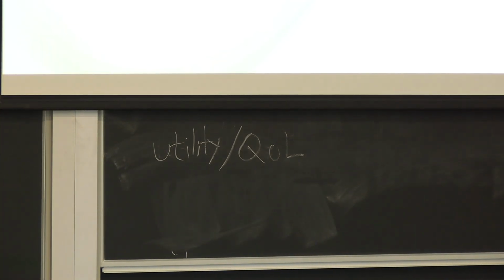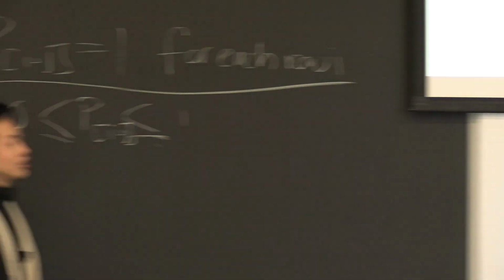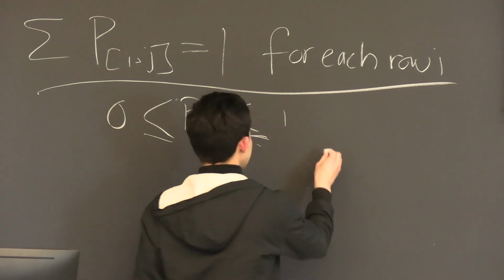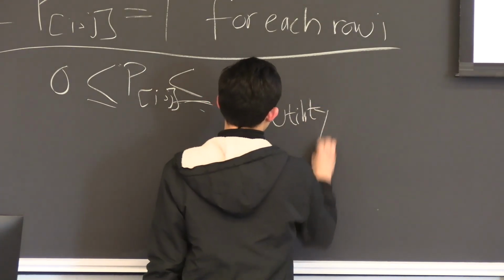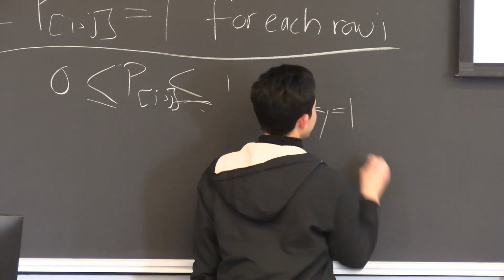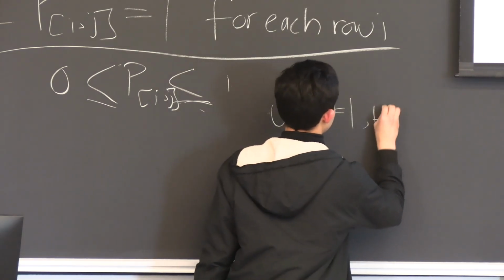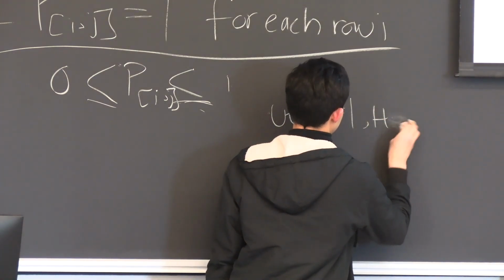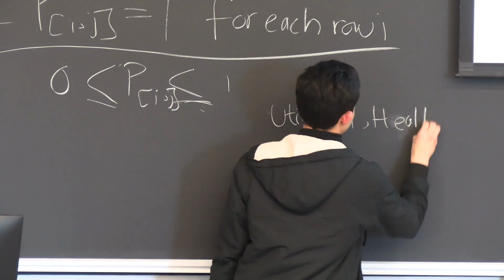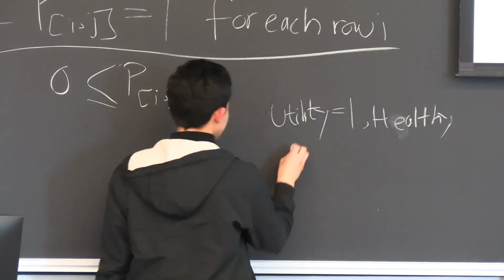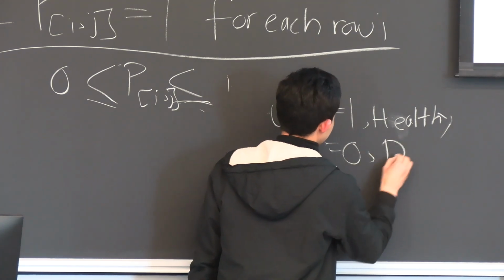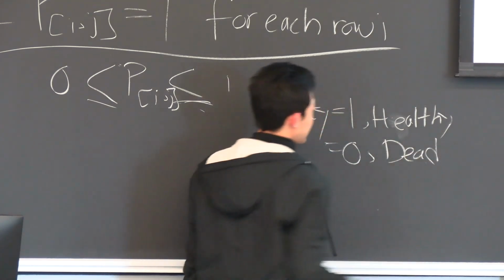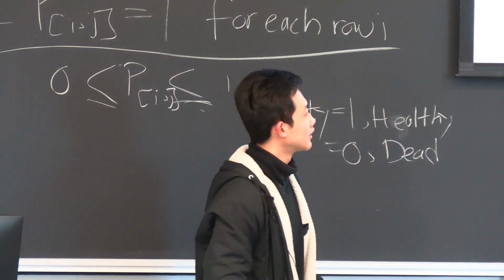So maybe some background for the utility. The utility is equal to 1 if you are healthy, and it is equal to 0 if you are dead. So it represents your quality of life.